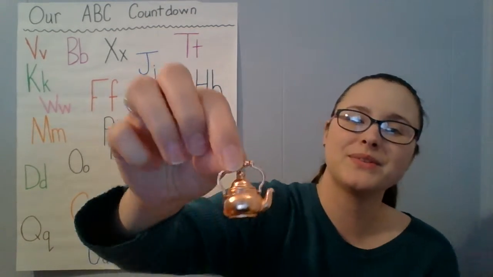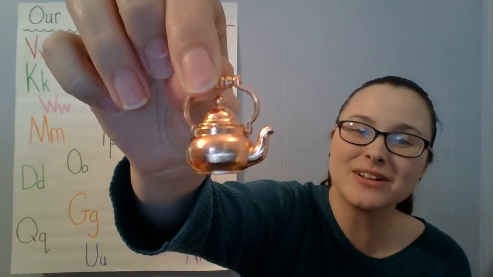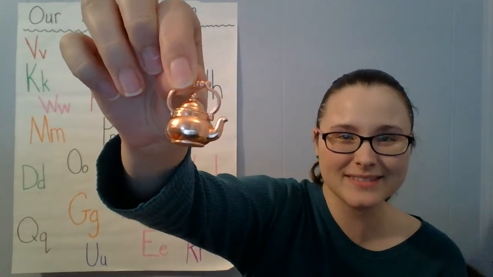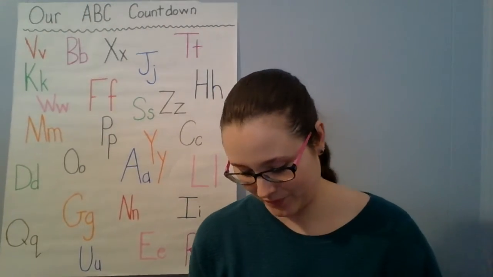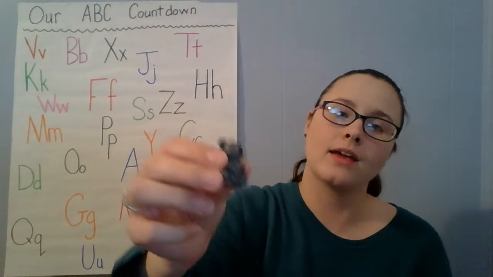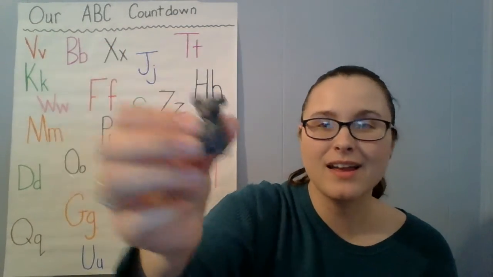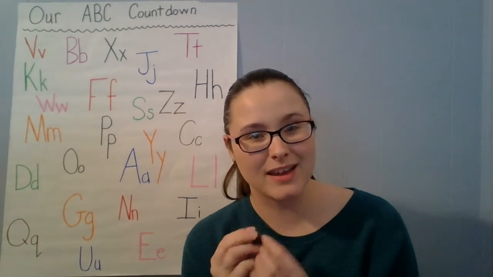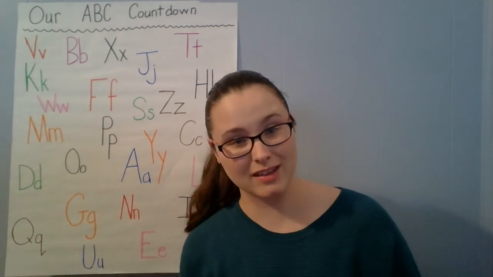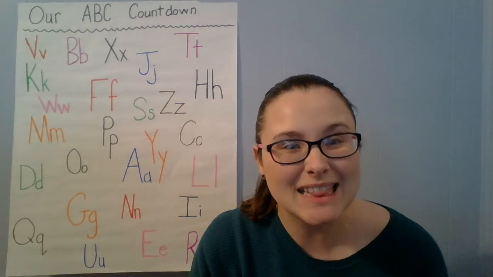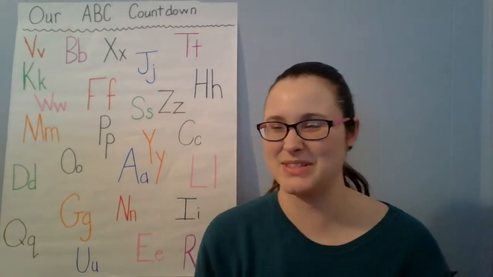Ooh, a kettle. Can you say that? Kettle? Kettle. And we also have a koala. A koala. That is a kind of animal that lives in Australia, and it eats leaves. Did you know that? So cool.